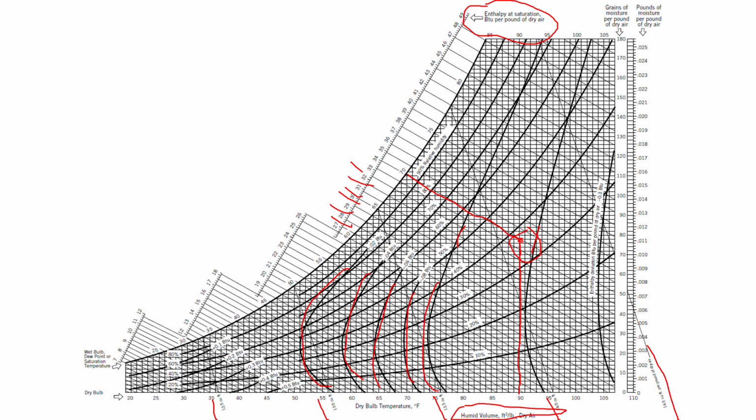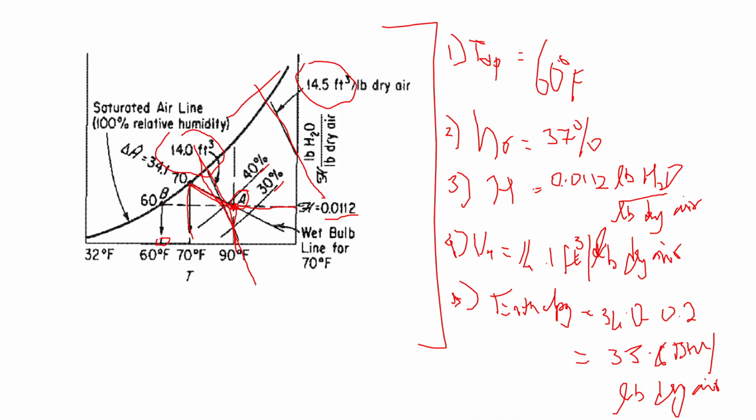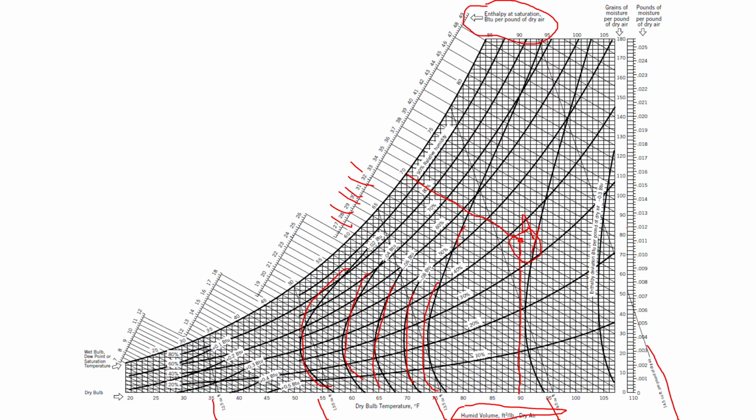As we calculated, we can see that the point A is intersecting on the humidity line here, which gives a value of around 0.011. So it is intersecting here, 0.011 exactly. 0.0112, this value we have found.